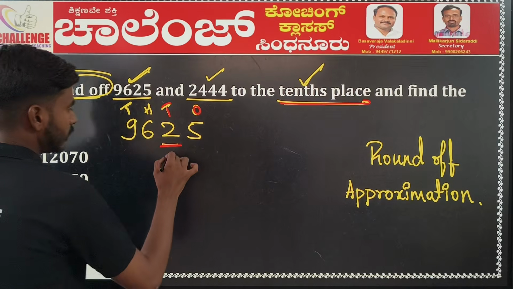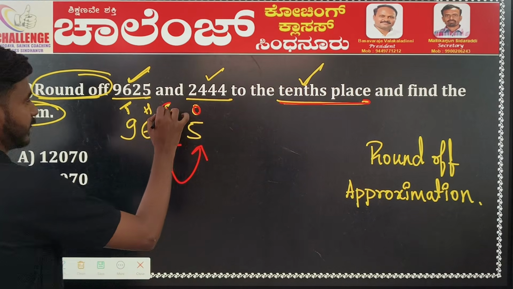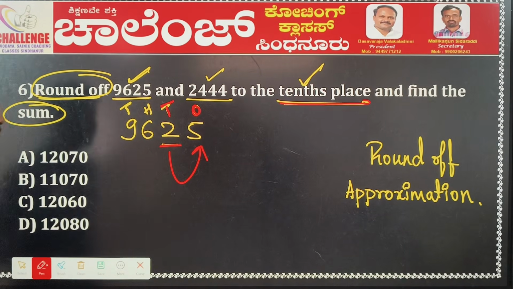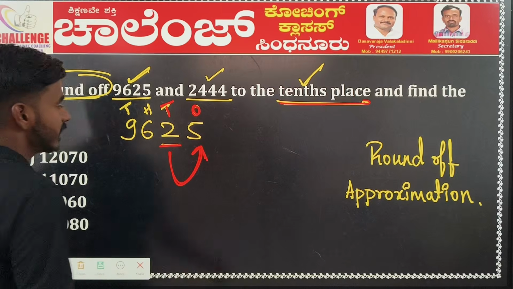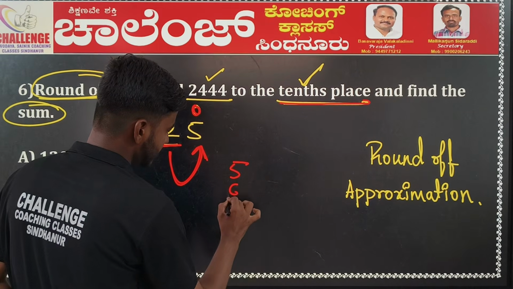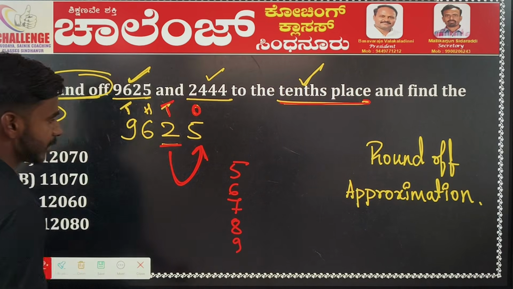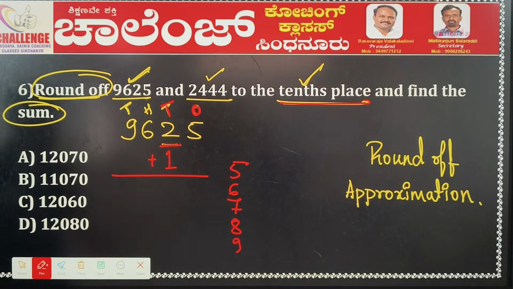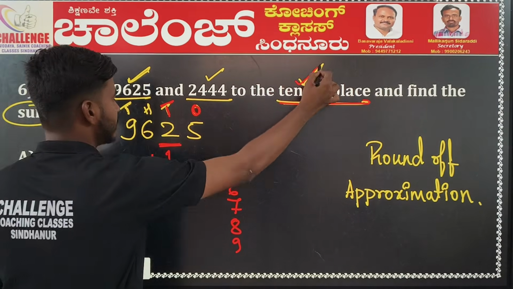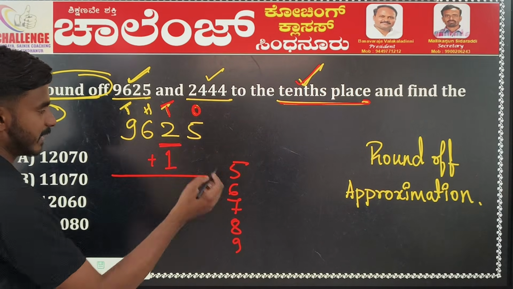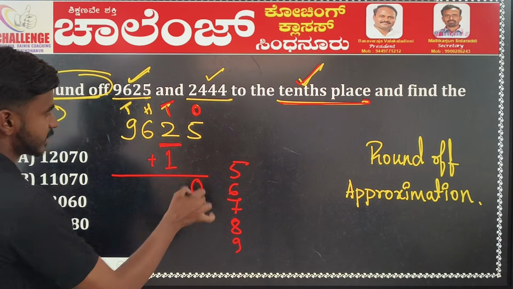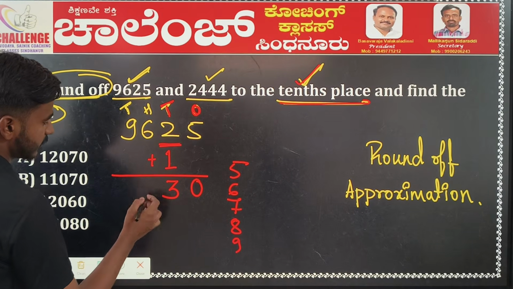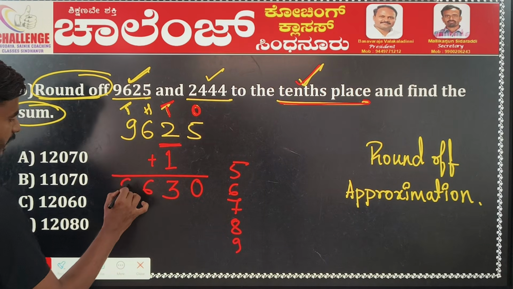We need to look at the place before it. They are asking the 10th place, so we need to look at the ones place. If they asked for the 100th place, we need to look at the 10th place. If it is 5, 6, 7, 8, 9, we need to add 1 to the given place, then make the last place 0. Make 5 a 0, add 1 to 2: 2 plus 1 is equal to 3. 9 and 6 stay the same.